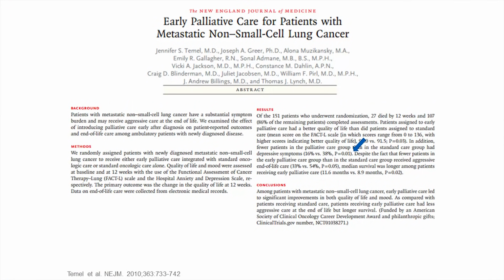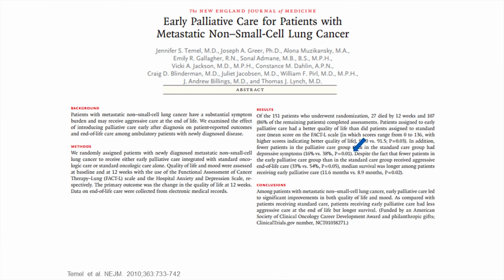One study that outlines this concept is the early palliative care for patients with metastatic non-small cell lung cancer, published in the New England Journal in 2010. And I focused down onto the results. This was a relatively small study of about 151 patients, and they were randomized to either receiving standard of care or care with palliative care.